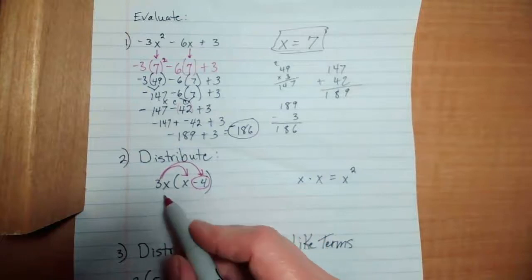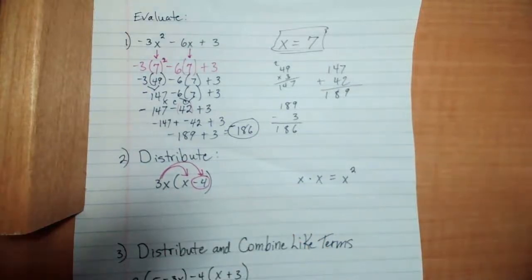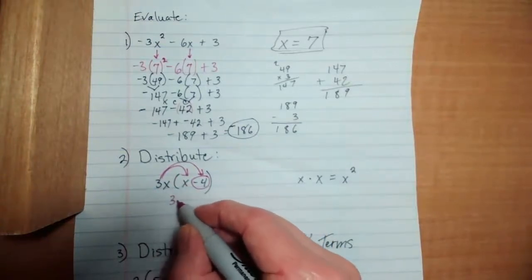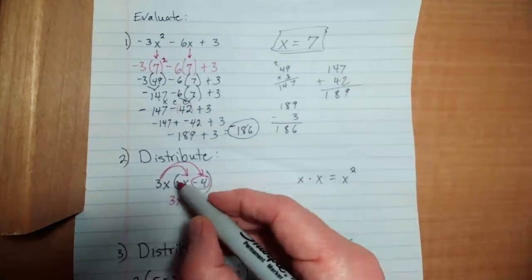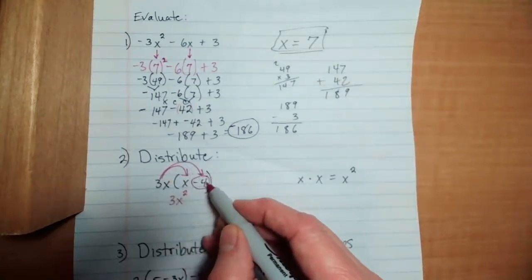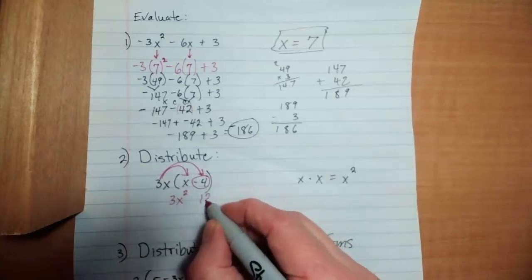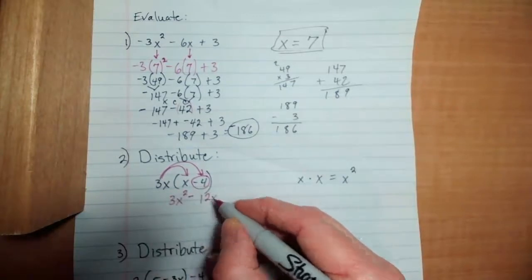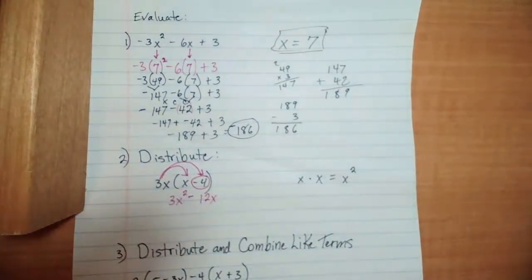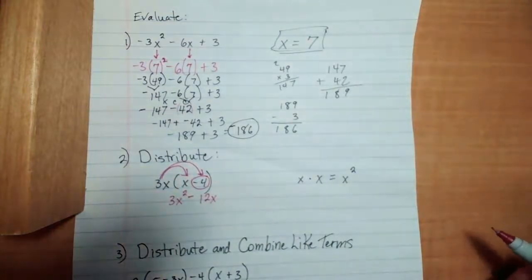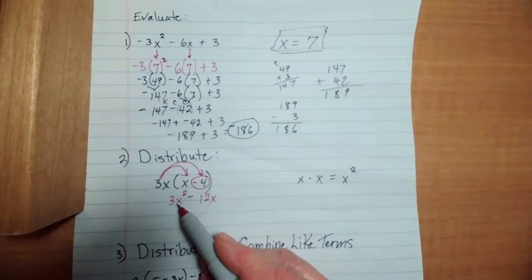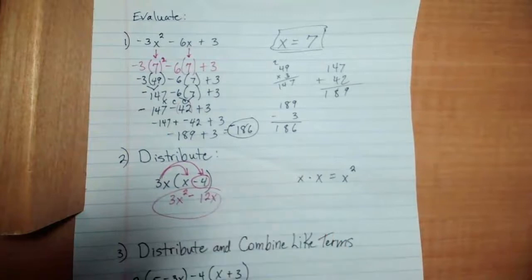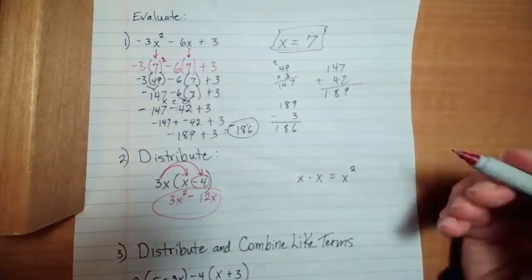So I'm going to evaluate and get as far as I can, bring it down to lowest terms. So I have 3x times x, so that gives me 3x to the second, and 3x times a negative 4. Well, 3 times 4 I know is 12. A positive times a negative will give me a negative, and it's x, so it's a 12x. I look at my 3x squared minus 12x, and I'd like to combine, but x squared and x are not like terms. And so we have come to the end. We have evaluated it as far as we can.